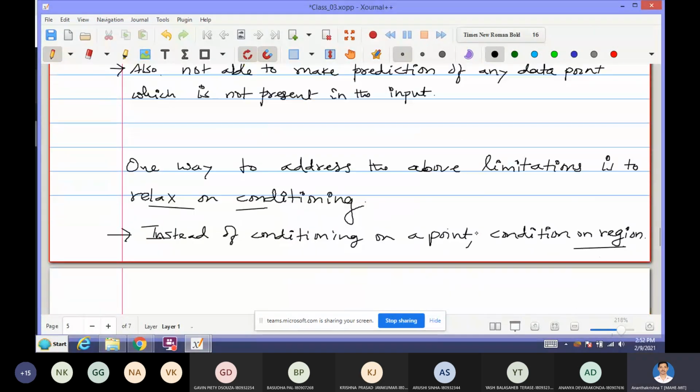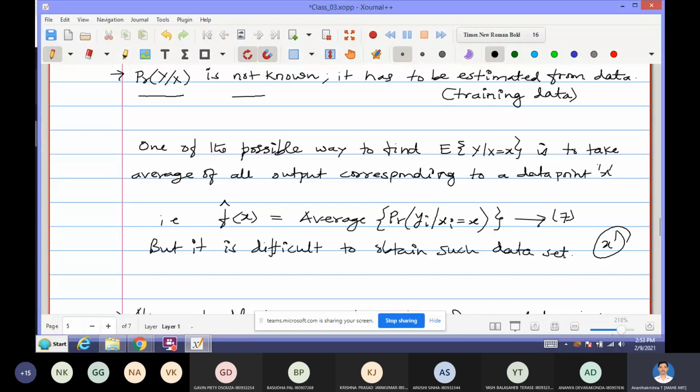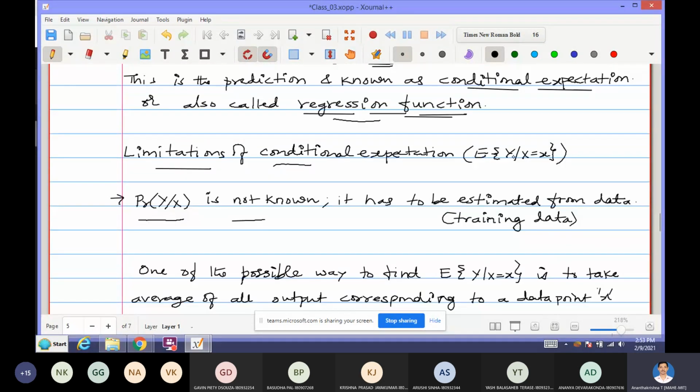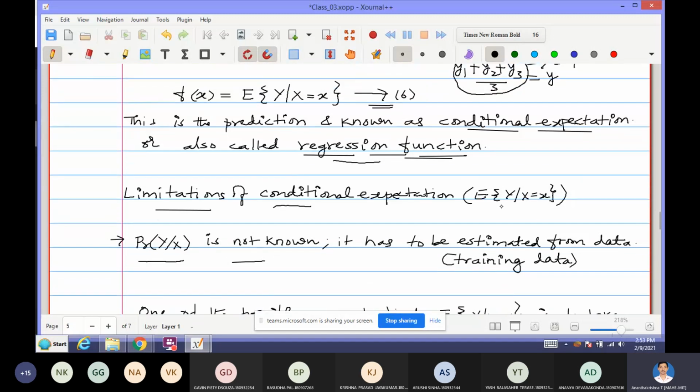Another way to address the problem is, instead of conditioning on a point, you condition on a region. See, in the previous equation, everywhere it is conditioned on a point. The regression function is defined as the expectation of y given x.